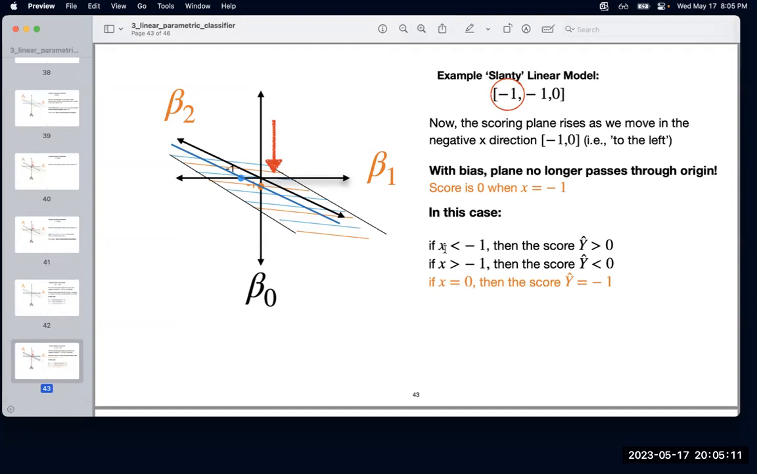When your input is smaller than -1, recall that before we had 0 as the threshold. Now because my bias is -1, my threshold is now at -1. So every time you see the x smaller than -1, this means that your score would be going above 0. And the other way around is also true. If you have your x equal to 0, that's similar to what we had before, but because my bias is now -1, when all my inputs are 0, my output, my y hat, would be equal to my bias, which is -1 in this case.